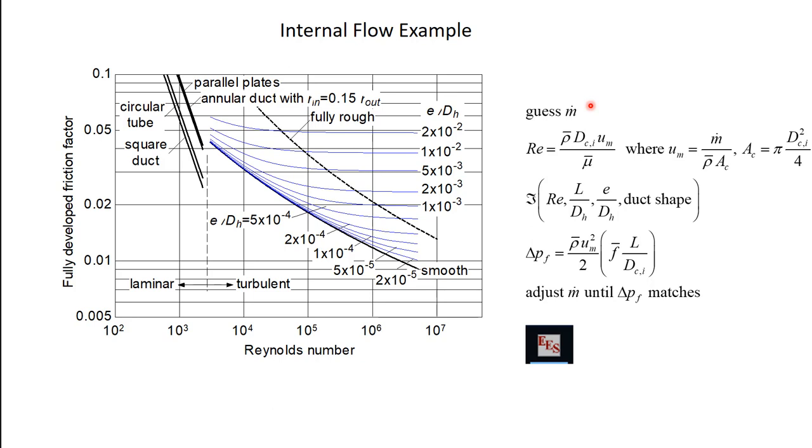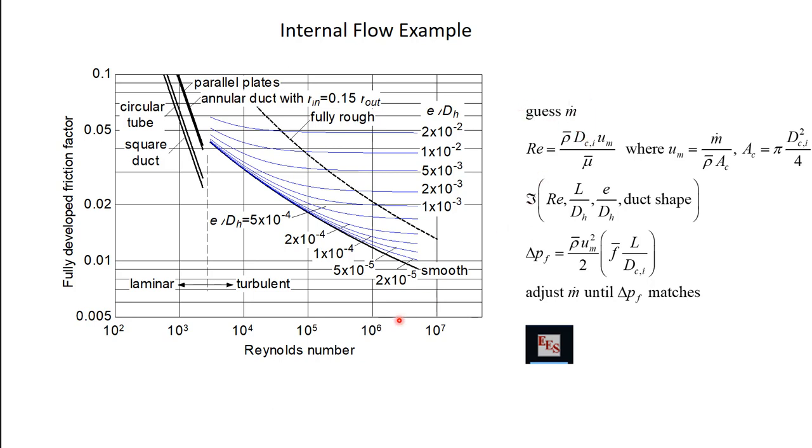If you had a pump, which you will in your homework, you'd be able to, based on that mass flow rate, figure out what pressure rise the pump gives you, and then you'd also be able to figure out what pressure drop the duct is going to exhibit, and you'll have to adjust the mass flow rate until those two quantities agree, right? So we're going to do that here.